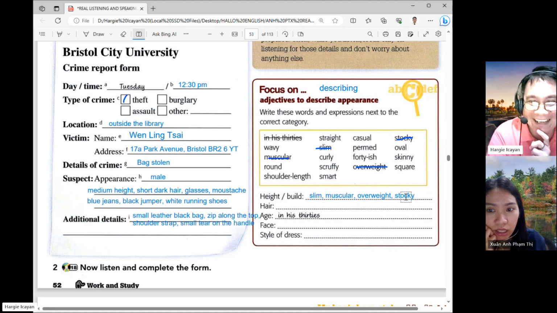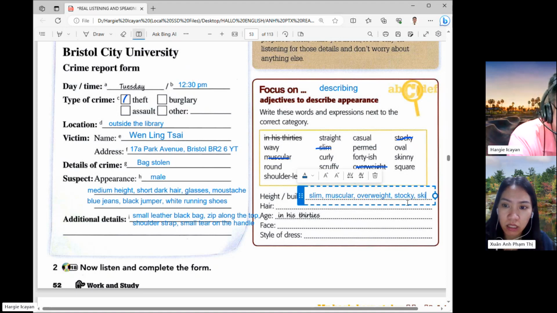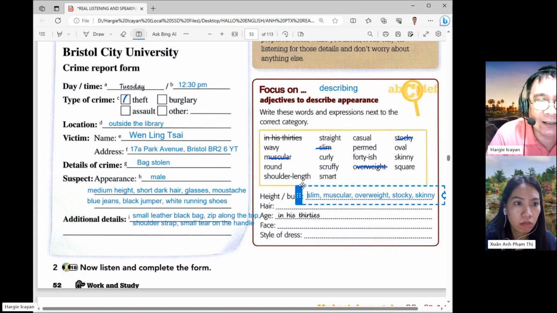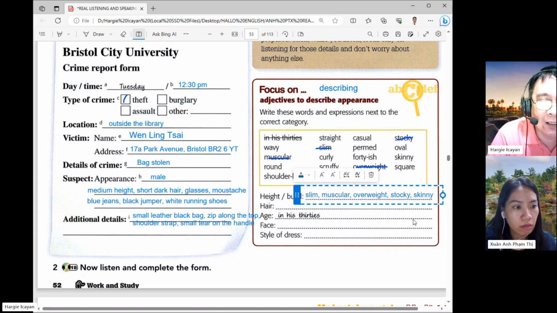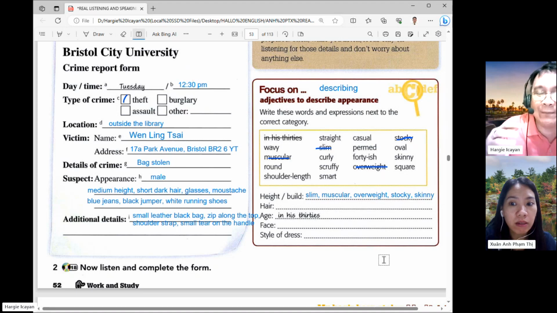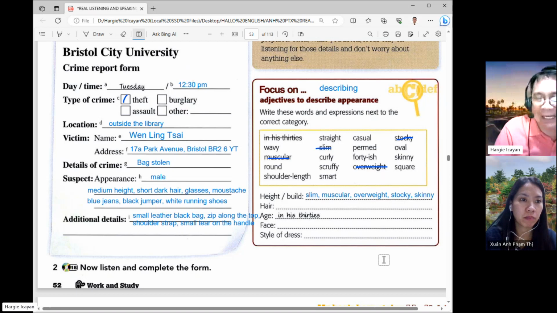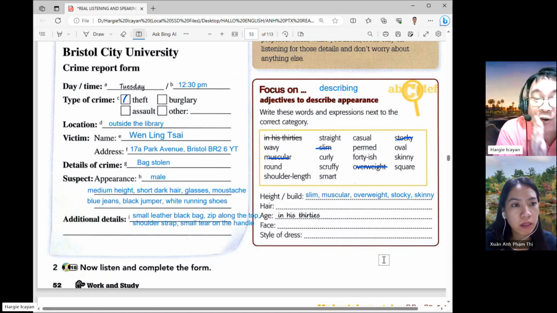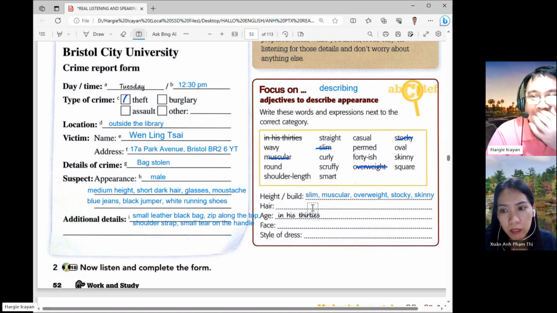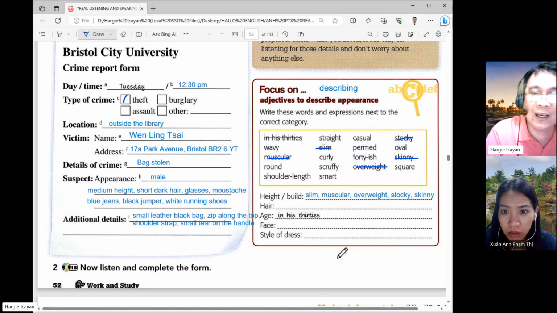We have steel, and yes, okay. So it's skinny. Skinny is the other way of slim, okay? Of overweight, right? Overweight means it has a big body. Skinny means it has only a small body. It's also the same when we say slim, right? Okay, skinny and slim. Next, what about the hair?